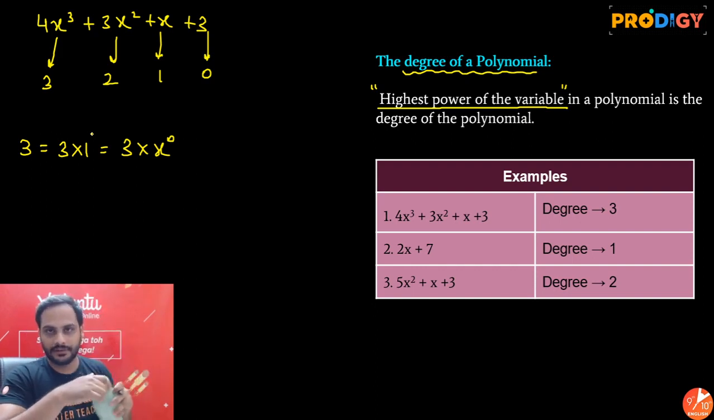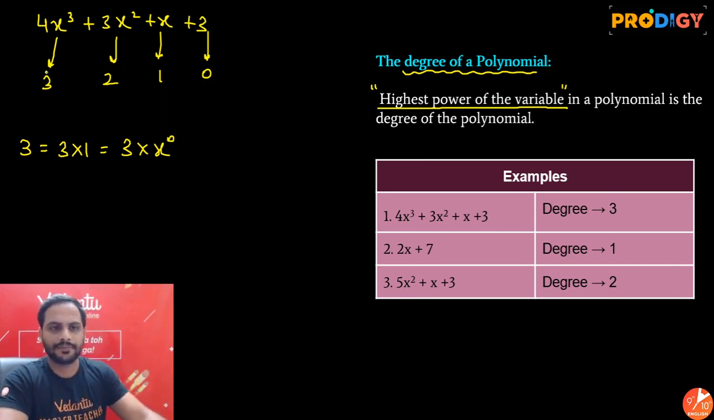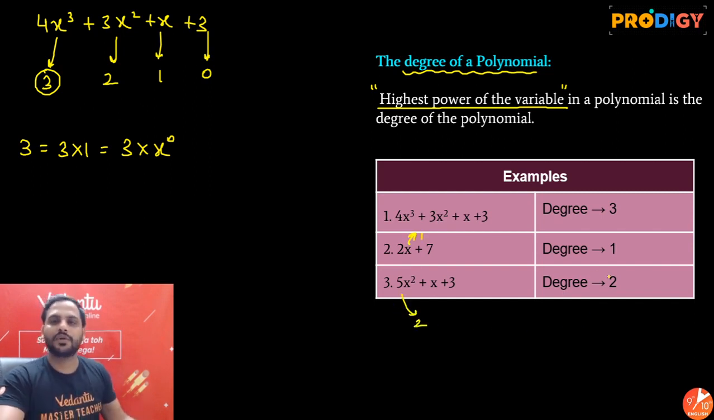Now in all these terms, which term has the highest power of the variable? That is x cube. 3 is the highest power. So degree for this polynomial is 3. Here highest power is 1. Here highest power is 2. So that is called degree.